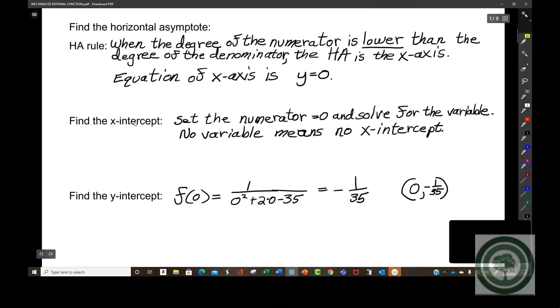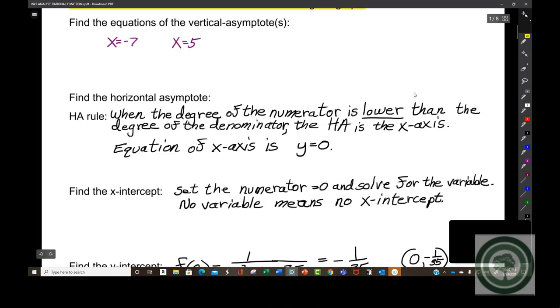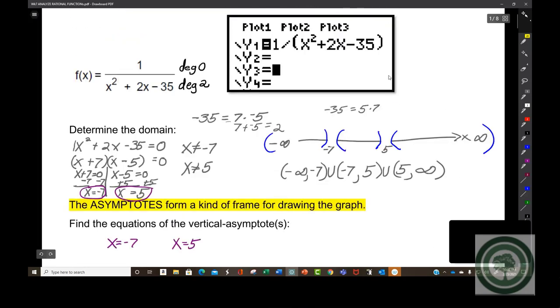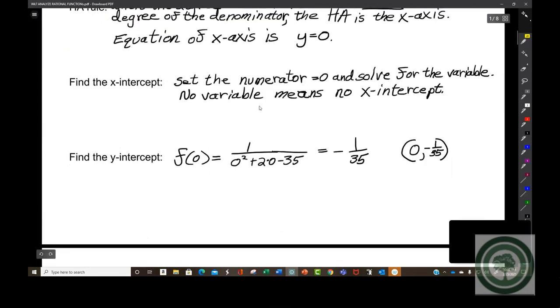We then went on to find the x-intercept. To find the x-intercept of a rational function, you set the numerator equal to zero and solve for the variable, except there's no variable. And when there's no variable, that means there's no x-intercept.